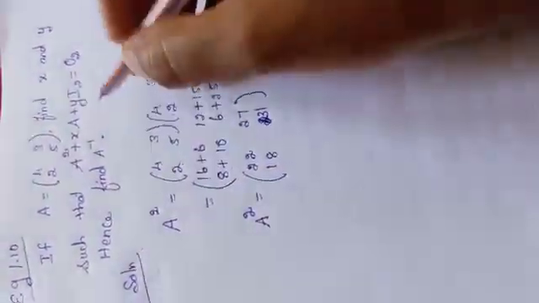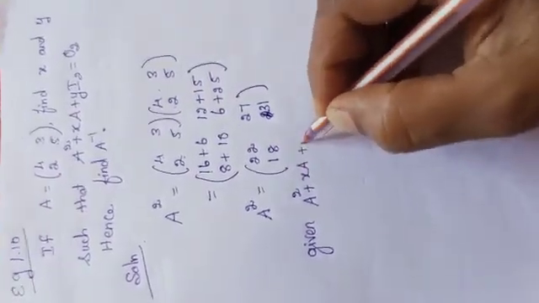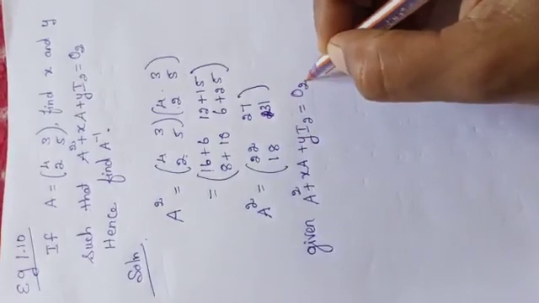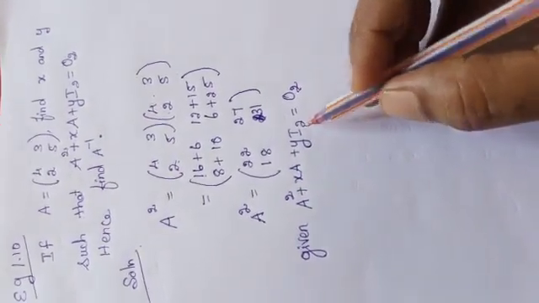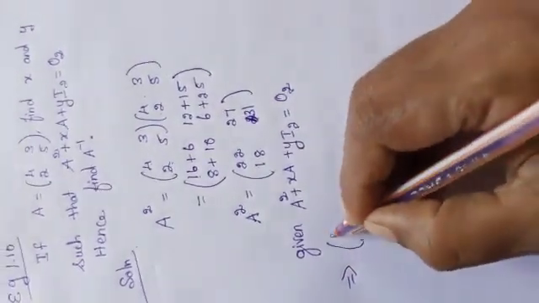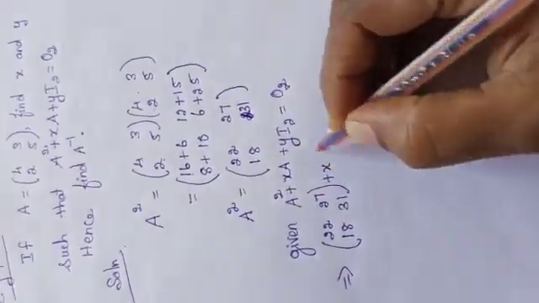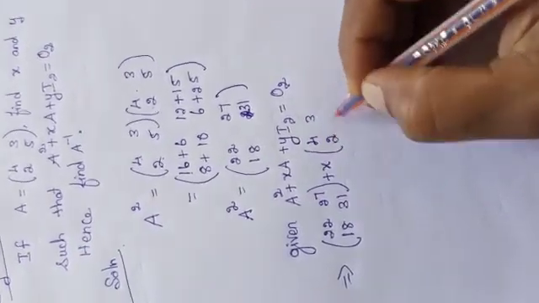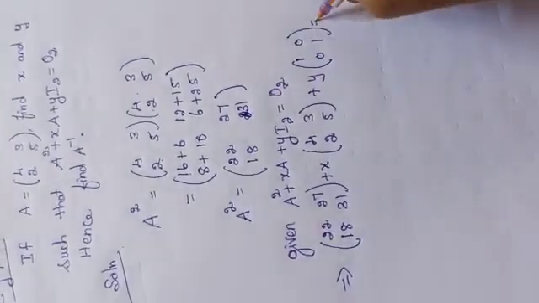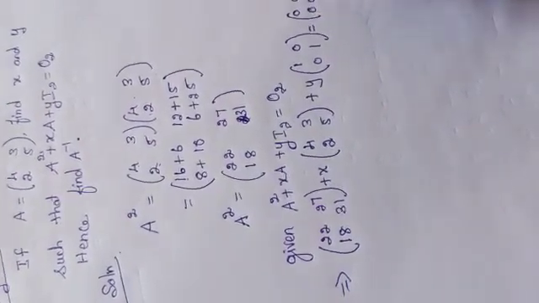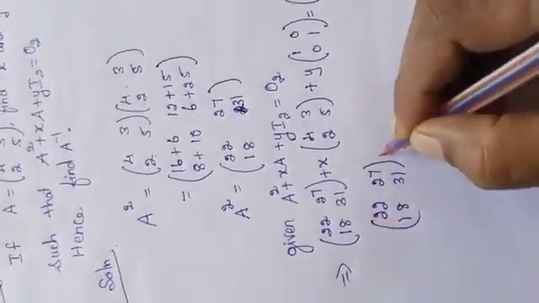Now we will take the given condition. Given A square plus X into A plus Y I2 is equal to O2. What is the meaning of O2? 0 matrix of order 2. I2 is identity matrix of order 2. Shall we substitute the known values, which implies A square 22, 27, 18, 31 plus X into A, the value of A 4, 3, 2, 5 plus Y into I2 1, 0, 0, 1 equal to, we know that is 0, 0, 0, 0. Now 22, 27, 18, 31 plus multiply this X inside.